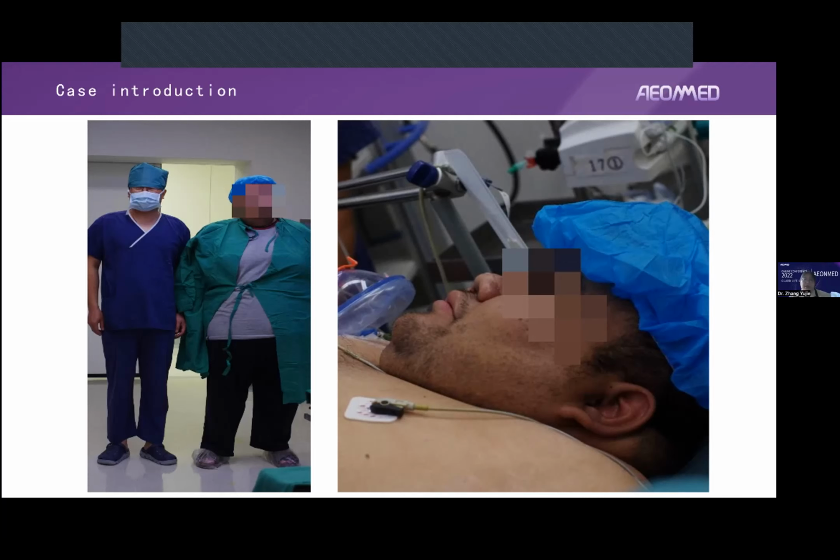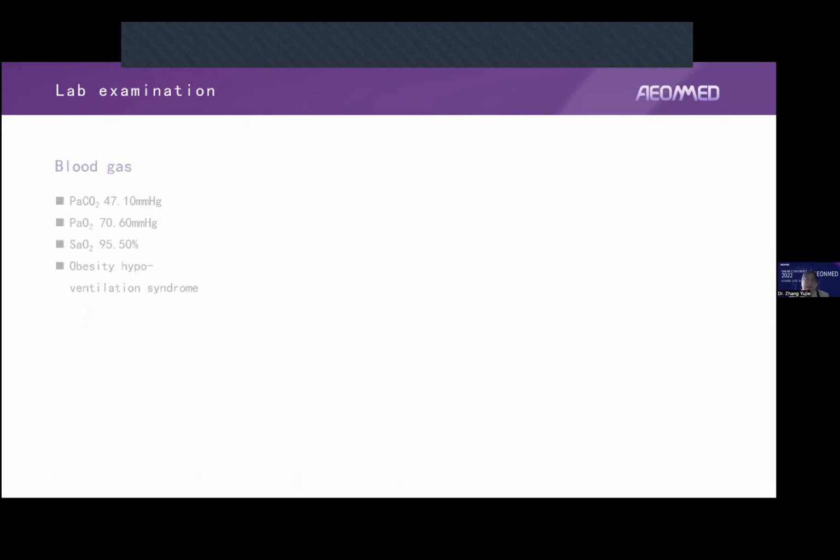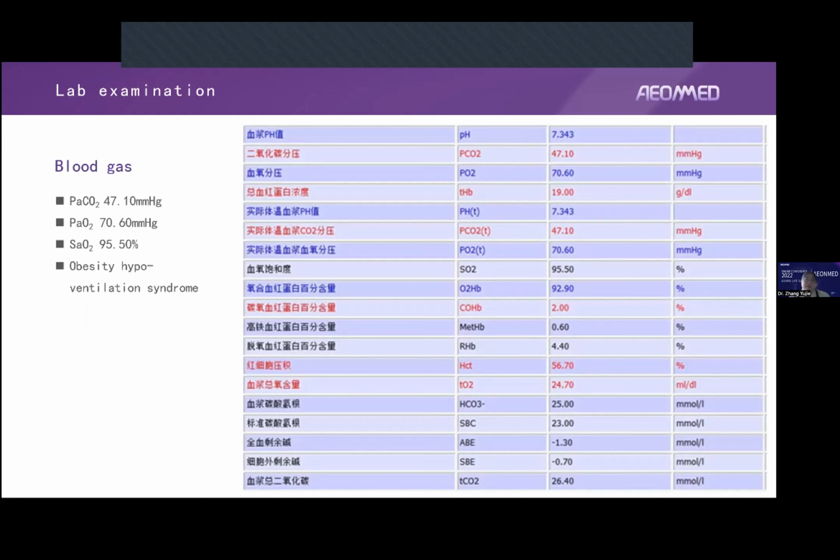Okay, here are some lab examinations. The blood gas shows the patient has obesity hypoventilation syndrome here. The partial pressure of carbon dioxide is raised, and the partial pressure of oxygen is reduced.